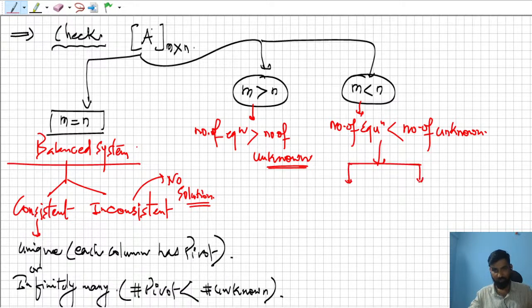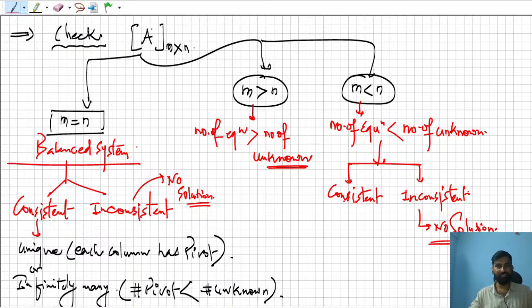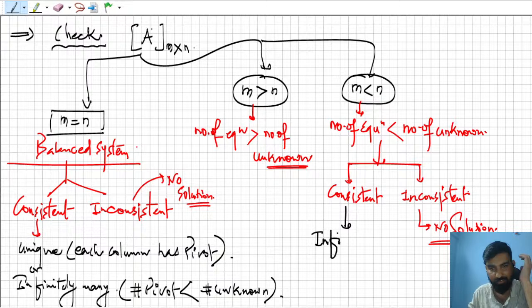In this case you will get two situations only: consistent and inconsistent. Inconsistent means no solution. If the situation is consistent, what is the meaning of that? Always keep this in mind, this is a very important concept. If the number of equations is less than the number of unknowns, you can't get a unique solution, or you will always get infinitely many solutions.